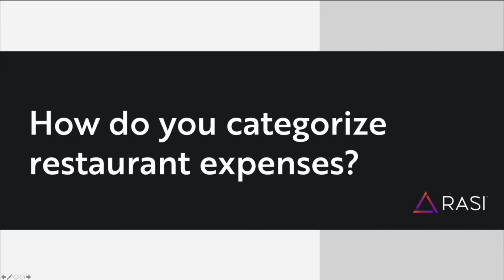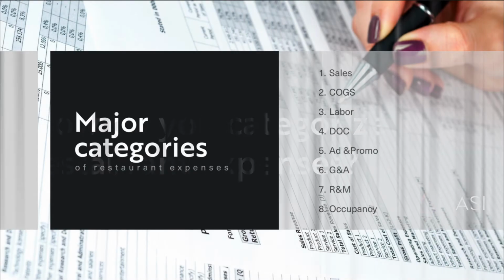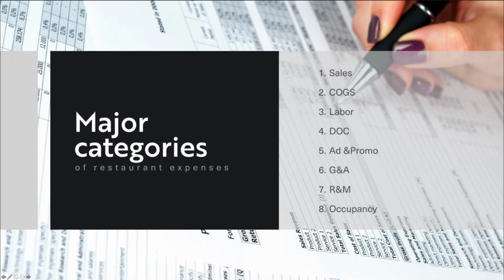With RASI's accounting system, the chart of accounts is straightforward and streamlined. The operator is empowered to make improvements in their business based on that sound financial data. So, what are the major categories of restaurant expenses?